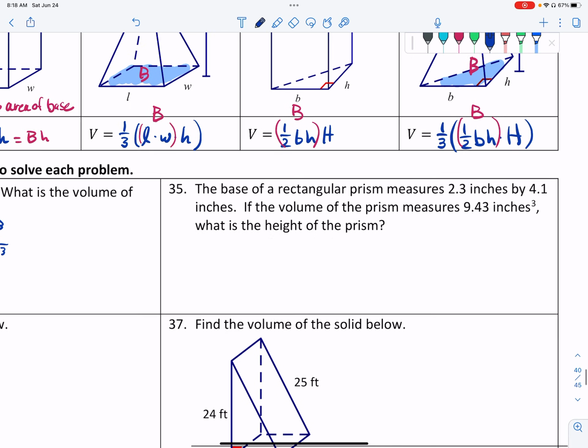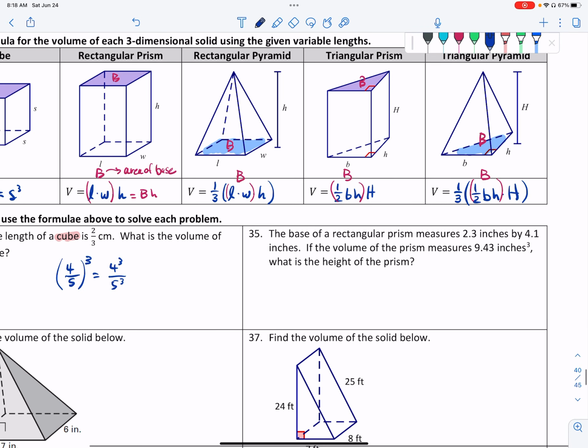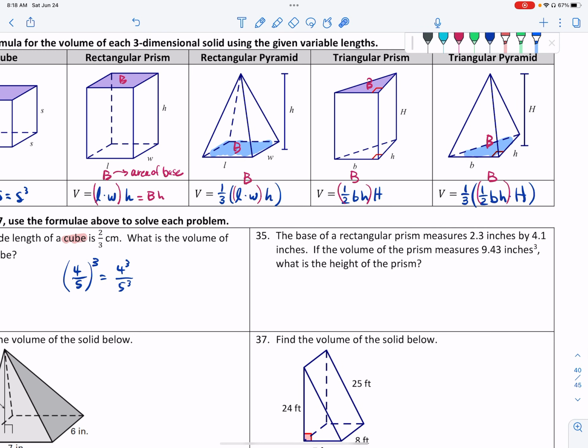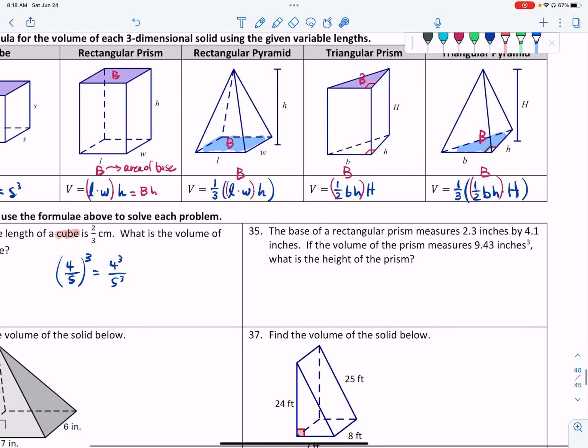On 35, base of a rectangular prism measures 2.3 centimeters by 4.1 inches. Did I say centimeters? Probably did. If the volume of the prism measures 9.43 inches cubed, what's the height of the prism? All right, so let me call your attention to this. Notice that these are decimal numbers, okay? So we would probably keep our numbers as decimals, and our final answer will be a decimal number. All right, back over here where it was a fraction, keep it as a fraction, and your answer should be a nice compact little fraction when you're done.